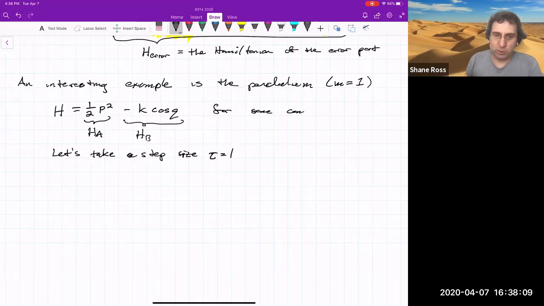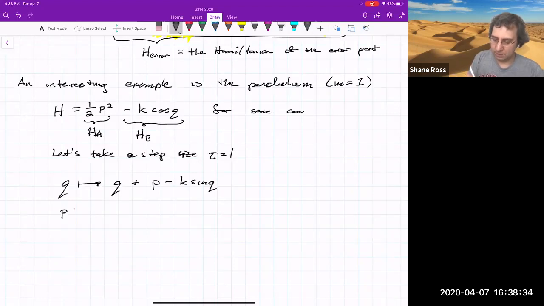Then what we will end up with for an integrator, and I think the steps are in one of those references I gave, is the overall map, which will say that q goes to q plus p minus k sine q, and p maps to p minus k sine q.